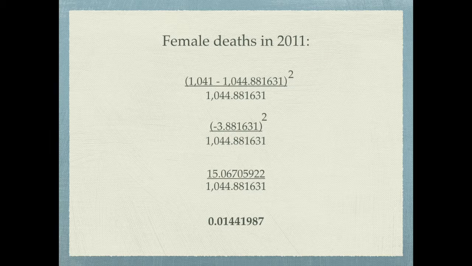So for female deaths in 2011, we would subtract 1,044.881631 expected deaths from 1,041 actually observed deaths and get negative 3.881631. This squared is 15.06705922. We divide that by the expected deaths and get 0.01441987. I recommend pausing the video now and doing the rest on your own, following the same pattern we've been doing.